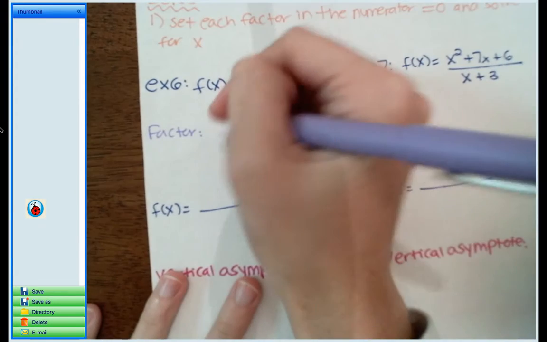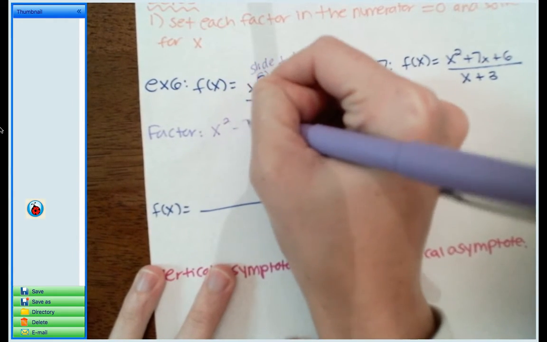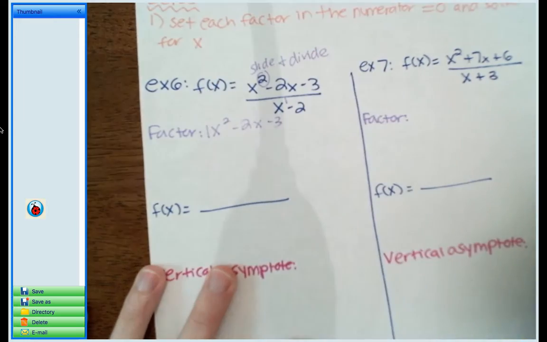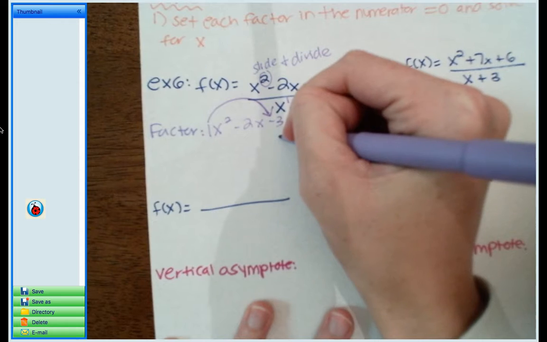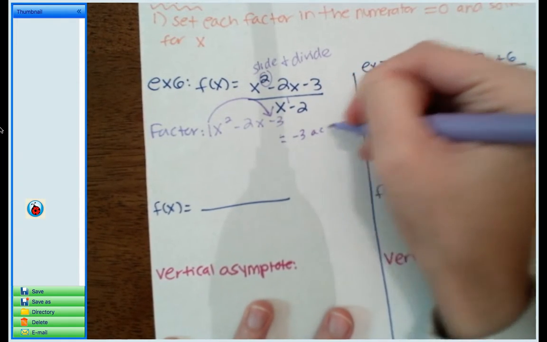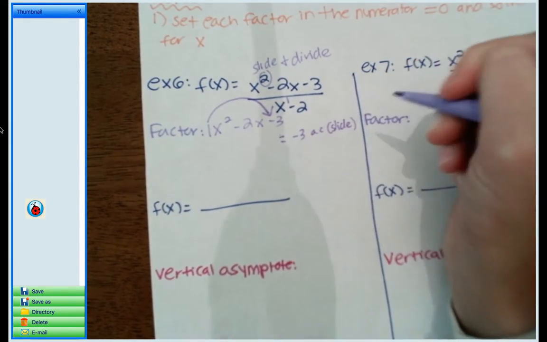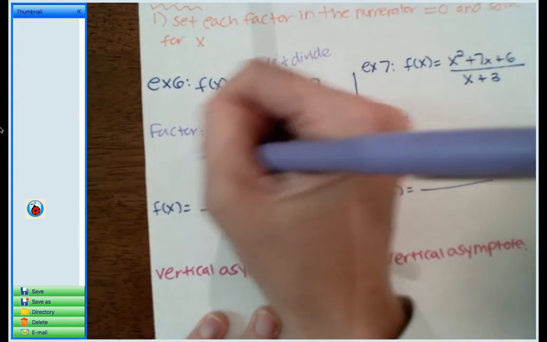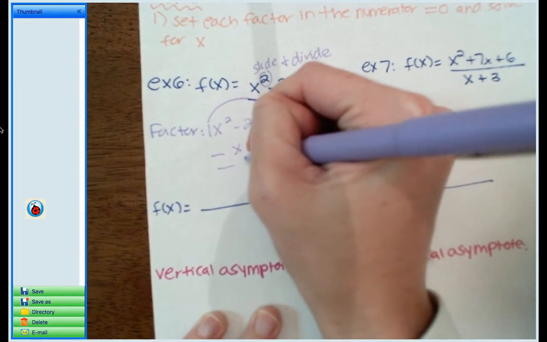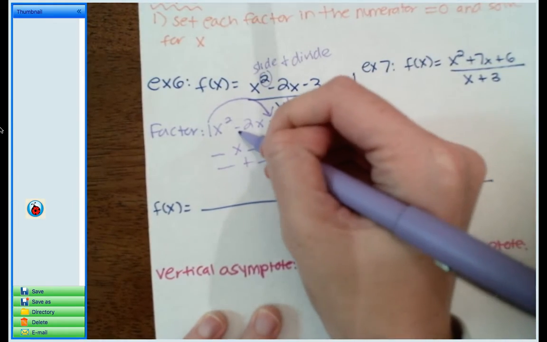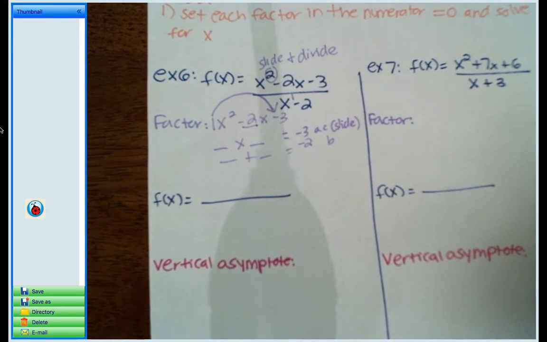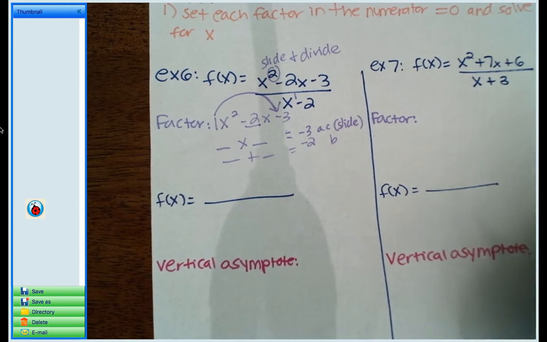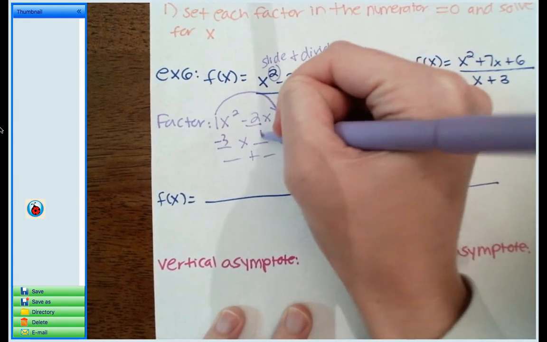For slide and divide, we're going to factor x squared minus 2x minus 3. There's a 1 in the front, so I'm going to slide the 1 to the negative 3, and I get my negative 3. We're going to find two numbers that multiply to be AC, which is our slide, and add to be B, which is negative 2. So, two numbers that multiply to be negative 3 and add to be negative 2. Holy hot dog, you guys are so smart. It is negative 3 and positive 1.